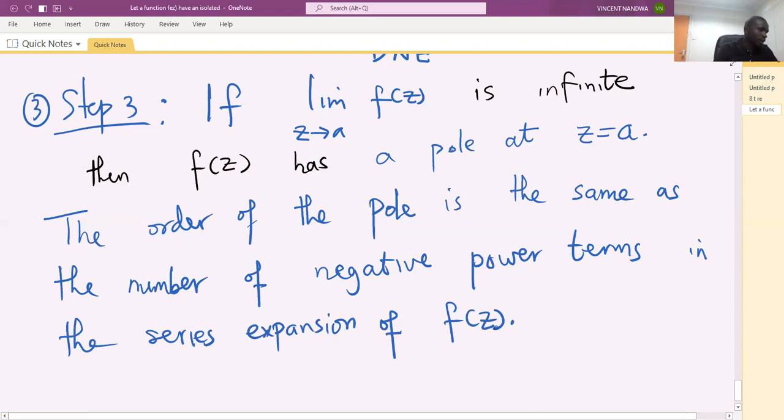So that's how we define the 3 types of singularities. So we'll do examples to illustrate how each of these singularities are obtained for different problems.